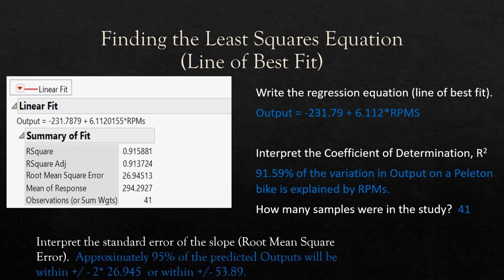If we want to interpret the standard error of the slope, look for the value called the root mean square error. We would say approximately 95% of the predicted outputs will be within plus and minus 2 times 26.945. Or if you work it out, that would be within plus and minus 53.89. The 2 comes from the old empirical rule, where about 95% of our values fall.